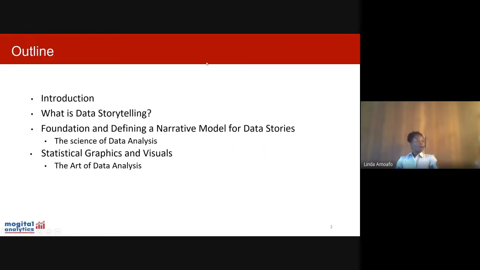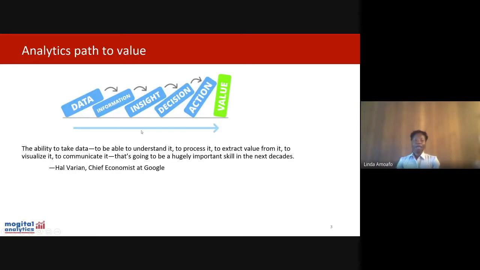Okay, so today we will be talking about data storytelling and how data storytelling can help us in addressing data analysis problems. And we will do this with the science of data analysis and the art of data analysis. So I'll begin with a quote from Hal Varian, a chief economist at Google.